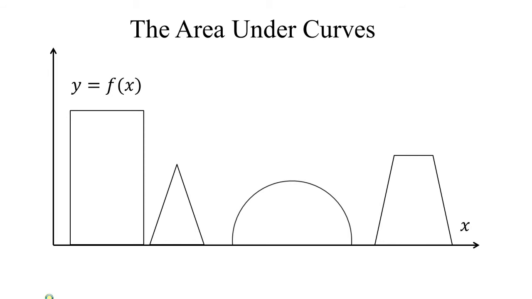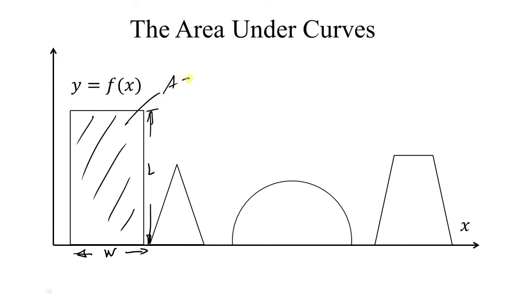If we had these functions here versus x, and they look like this, we could find the area under these curves very simply. We really would not need integral calculus. For instance, if the width of this rectangle were w and the length of this rectangle were L, then the area would be equal to, obviously, the length times the width.